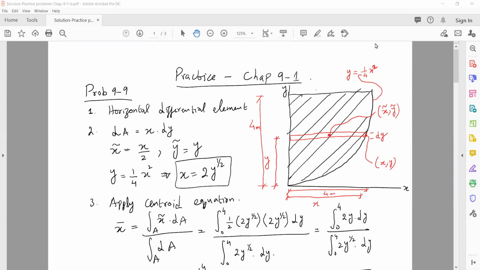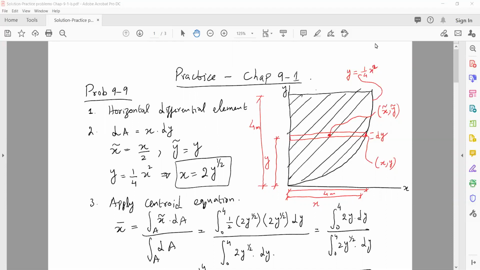Good morning, students. This is the second lecture of chapter 9, and today we are going to do some more practice on how to determine the centroid. If you remember, last time we did a couple of problems with the vertical strip, vertical element, right?